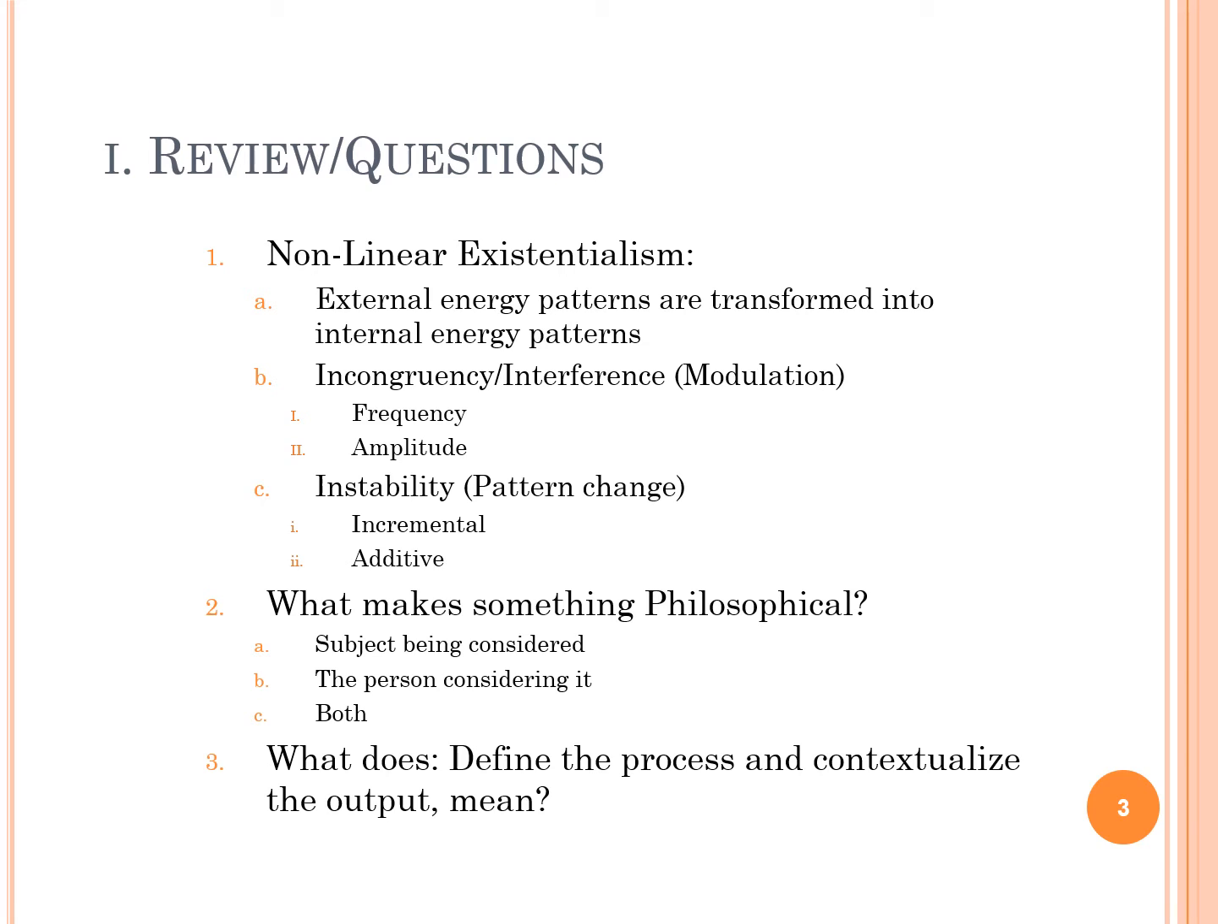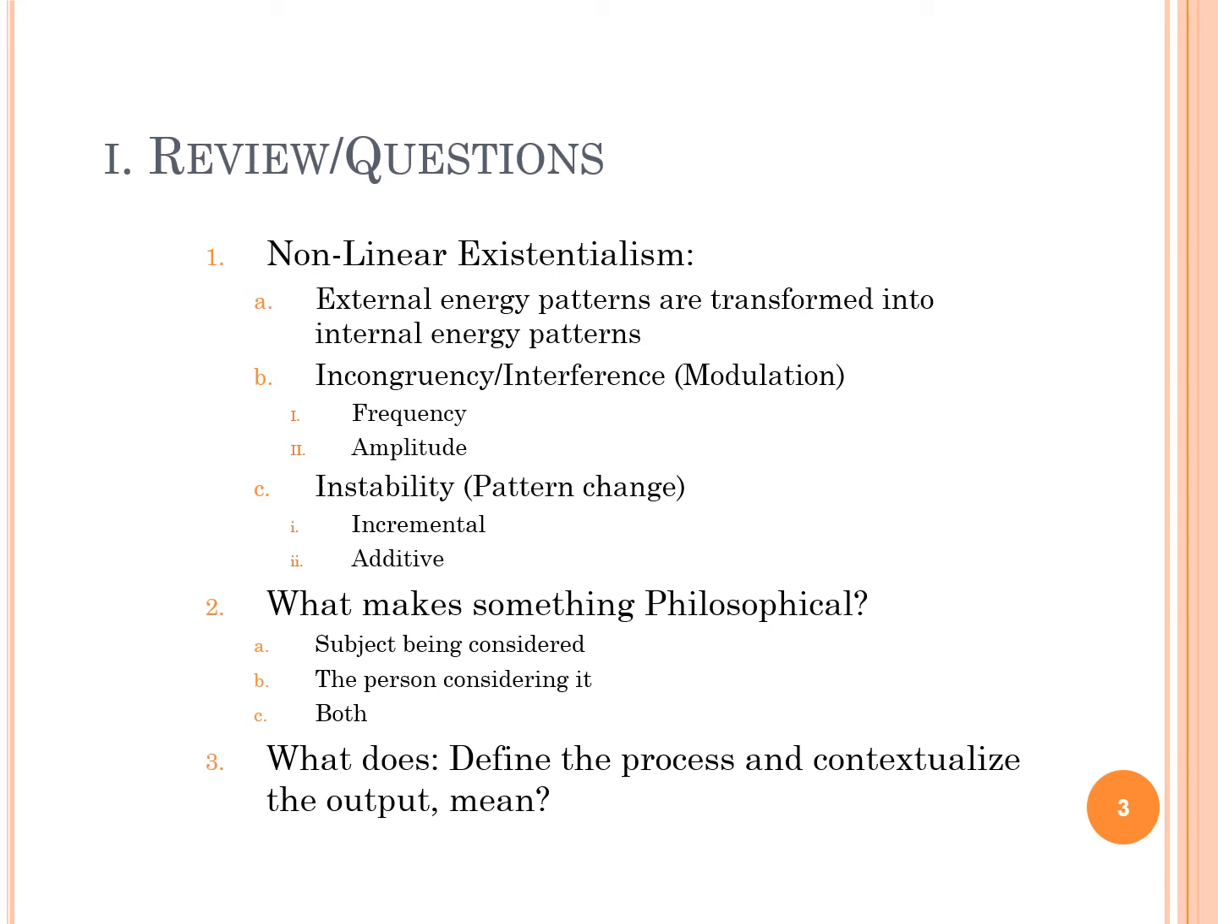So we have external energy patterns that are transformed into internal energy patterns, which are actually non-neuronal internal energy patterns. If the external pattern can predict the internal pattern, then it would be linear, like in a robot. However, with the incongruency and interference that's caused by frequency and amplitude modulation, which is not going to be linear with the input, you have nonlinearity being produced.